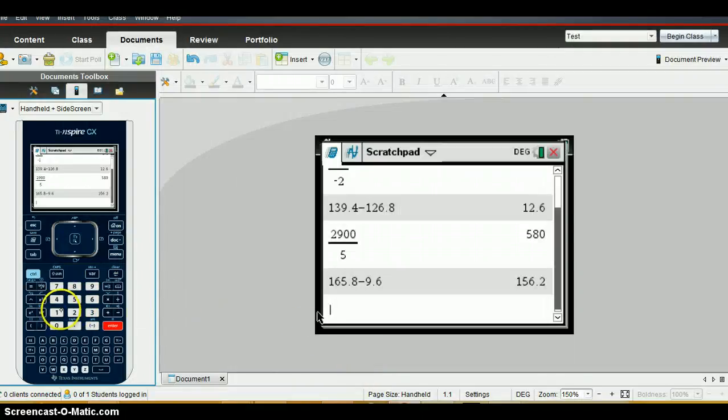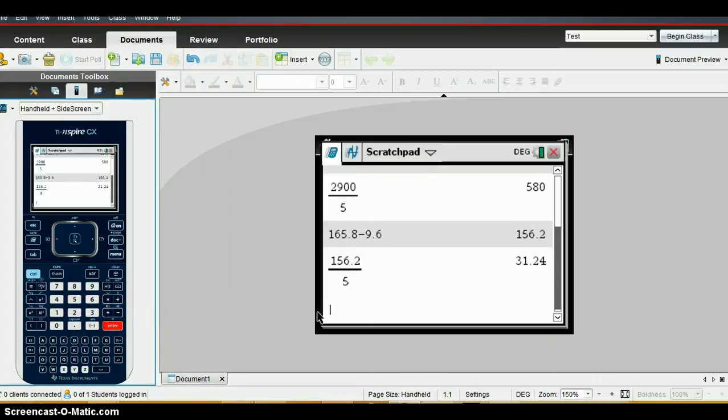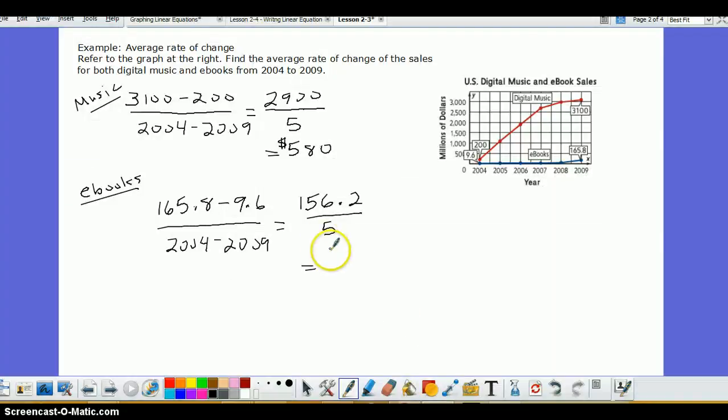So 156.2 divided by 5 is equal to 31.24. So they made in ebooks $31.24 million on average per year over those 5 years.